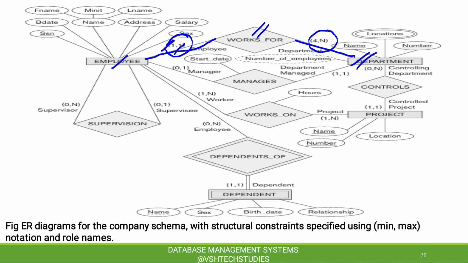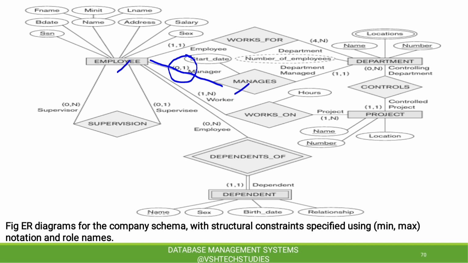So that department can be worked upon by the employee, to the minimum 4 employees, to the maximum n number of employees, means any number of employees. That is what is the meaning. So here 0, 1 min-max pair is written on the line joining the employee entity with manages relationship. This minimum number 0 indicates that an employee can manage 0 number of departments, means he is not a manager at all, he is just an employee. To the maximum he can manage 1 department if he is a manager.